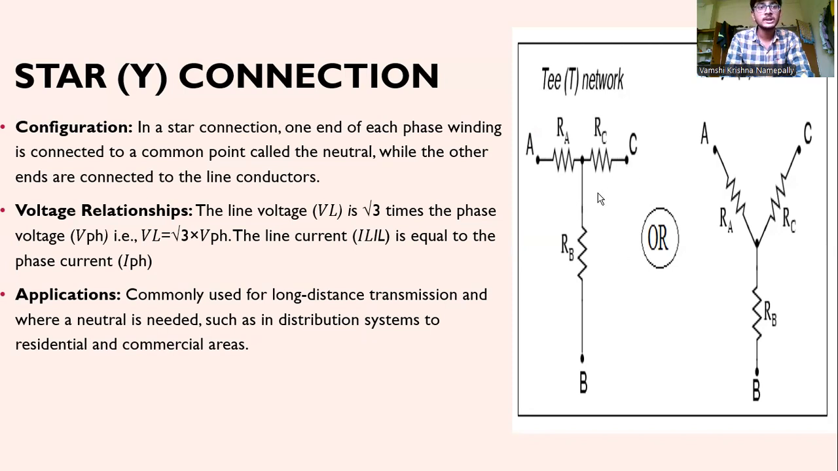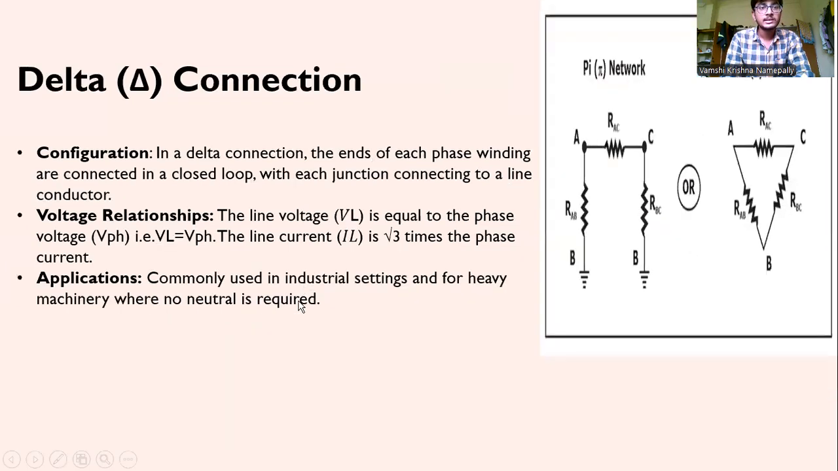Now talking about the delta connections. In delta connections, the ends of each phase winding are connected in a closed loop, with each junction connecting to a line conductor, where there will be no neutral point, as we discussed earlier in the star connection. In delta connection, there will be no neutral point.